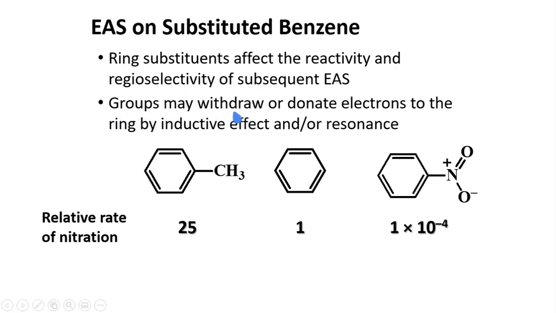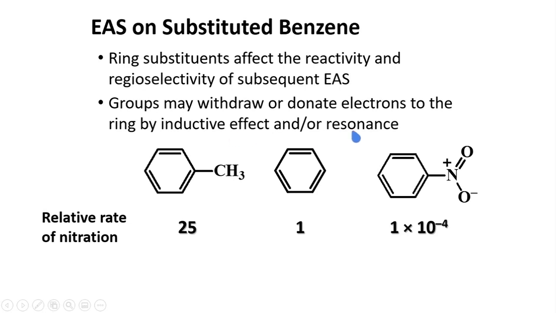Substituent groups may withdraw or donate electrons to the ring via inductive effect or resonance. As I have mentioned earlier, higher electron density on the ring can increase rates. Thus, if you increase the electron density of the ring, the rate will increase. If the electron density of the ring is decreased, the rate will decrease as well. There are two ways that electrons can be donated or withdrawn from the ring. It can be by inductive effect. Inductive effect is a field effect wherein a group can pull electrons via the sigma bonds, and this is affected by distance.